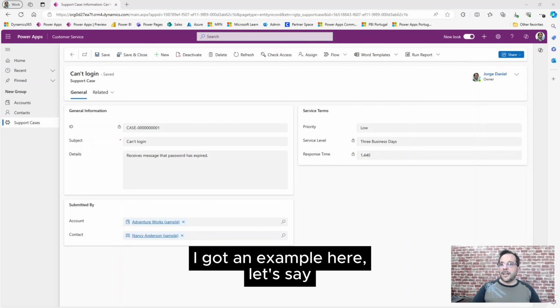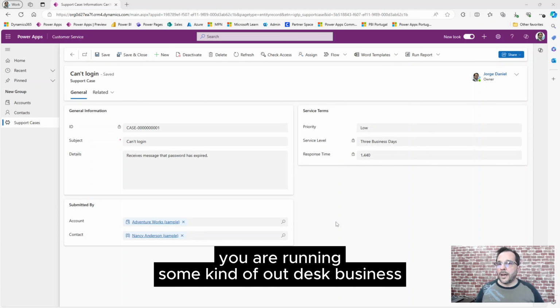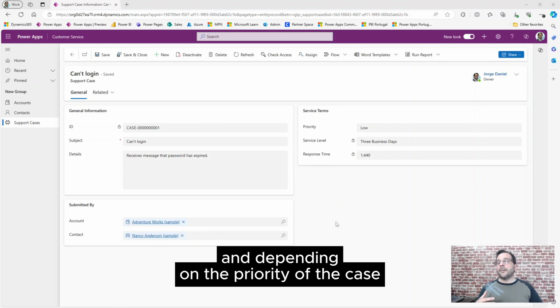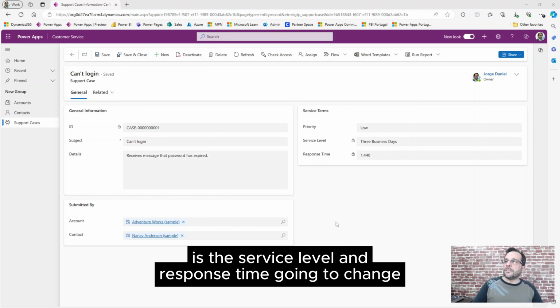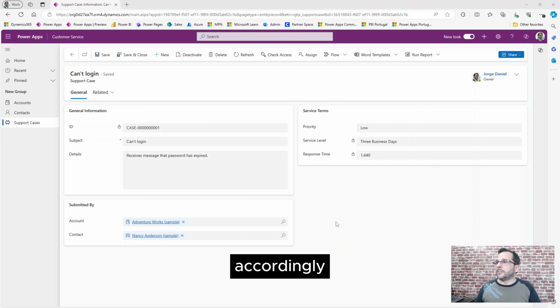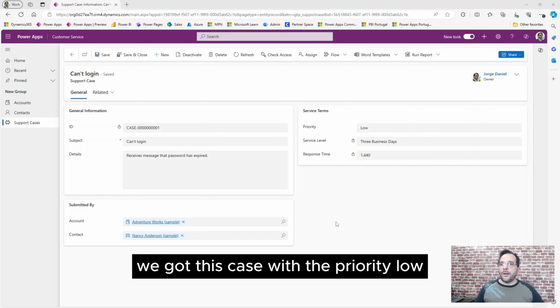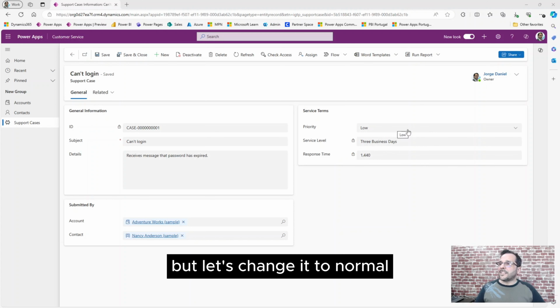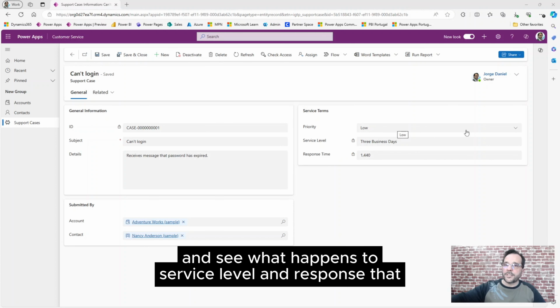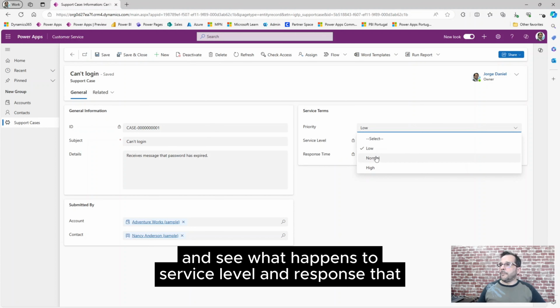I got an example here. Let's say you are running some kind of help desk business, and depending on the priority of the case, so is the service level and response time going to change accordingly. So at the moment we got this case with the priority low, but let's change it to normal and see what happens to service level and response time.